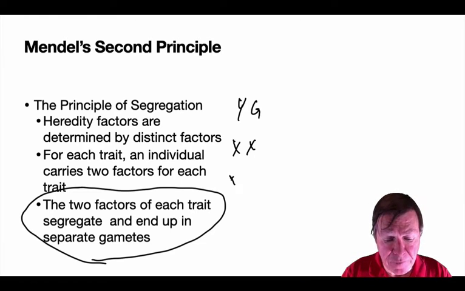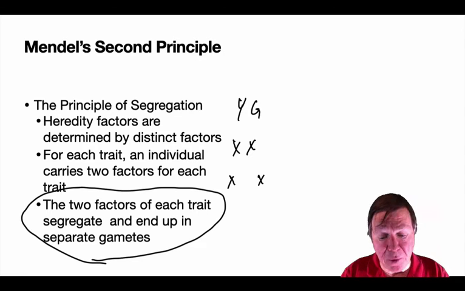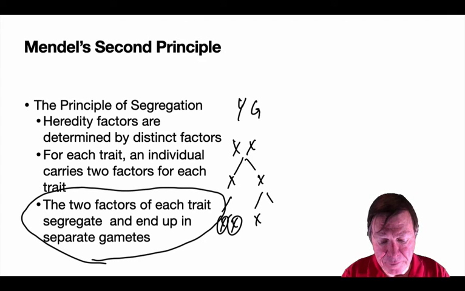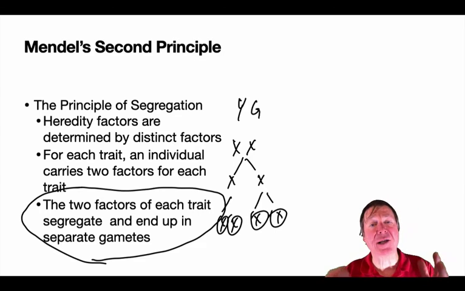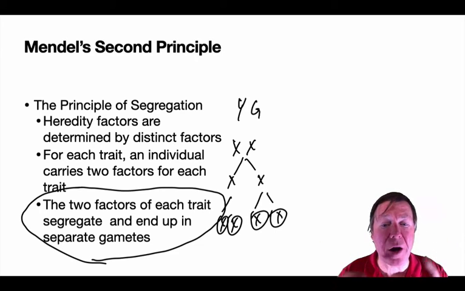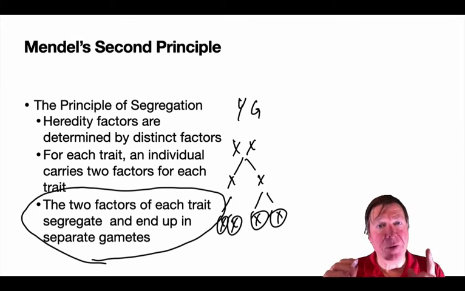And now we have them into two, and then they separate again, and we end up with one of them. They shouldn't really be X's, but that's okay. All right? You get one from mom, one from dad.